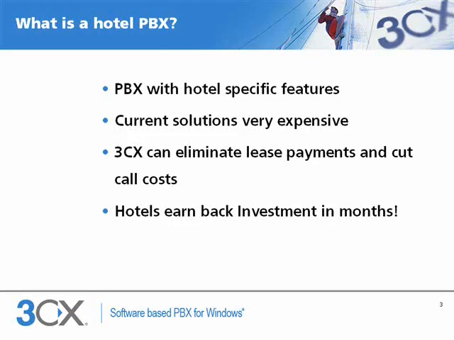With 3CX, hotels can eliminate high monthly lease payments and cut their phone bill by leveraging VoIP. The investment in 3CX can be earned back in a matter of months. In addition, management and staff want modern IP phone system features that 3CX can provide, whilst cutting costs at the same time.